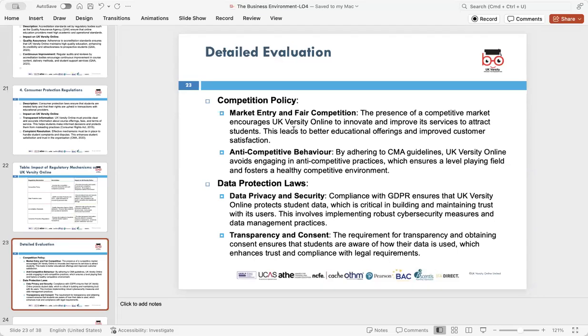So these policies ensure that students have access to diverse educational options and benefit from ongoing improvement in online education.